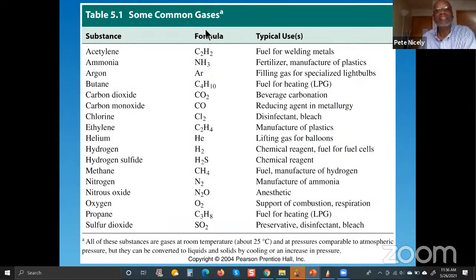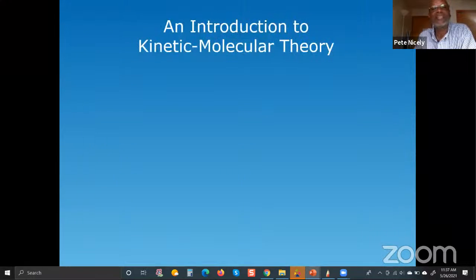Now, some examples of gases are shown here. And as you can see, these gases have applications. So for example, chlorine is used as a disinfectant or bleach. Methane is a fuel, which is also used in the manufacture of hydrogen. Propane is basically used for heating. So when you see any gas tanks with LPG label on it, that's liquid petroleum gas, it's actually propane, C3H8, all right? So those are just some examples of different common gases and their applications.